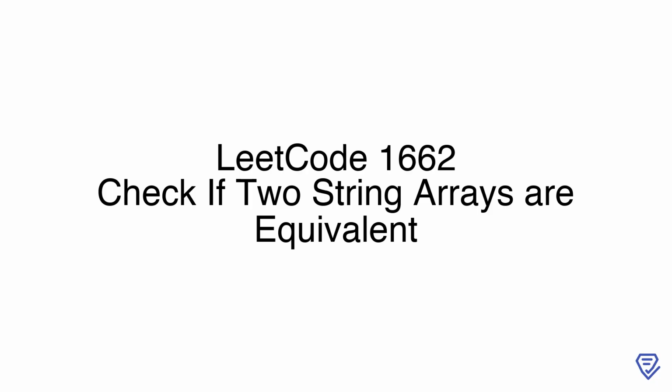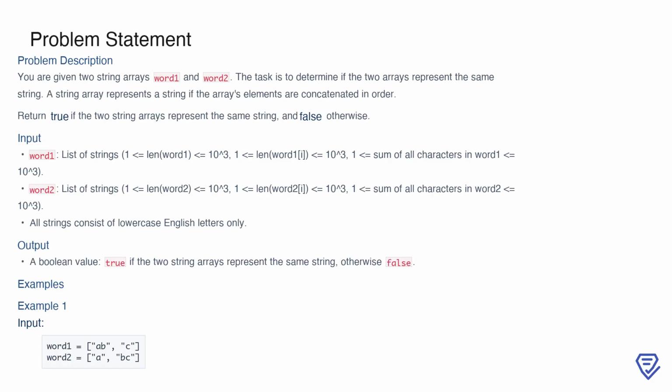Let's get started. The problem asks us to determine if two string arrays, word1 and word2, represent the same string when their elements are concatenated in order. For example, if you concatenate all the strings in word1 sequentially, and do the same for word2, the task is to check if those two resulting strings are identical. If they are, we return true, otherwise, we return false.